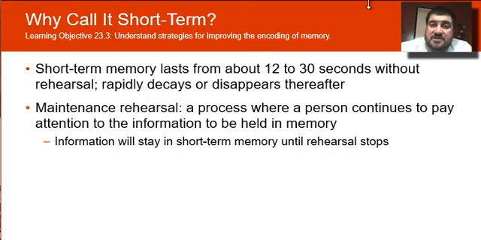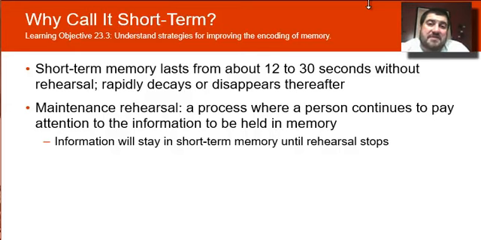Why do we call it short term? Most people use that incorrectly. They say, oh, it's in my short term memory, which means like anything that they learned that day. But it really only lasts about 12 to 30 seconds when you don't rehearse it. It rapidly decays or deteriorates after that.